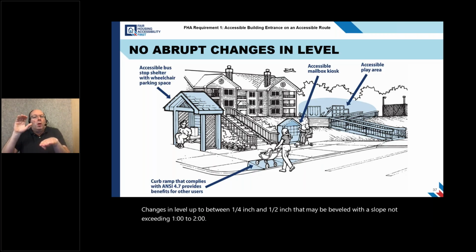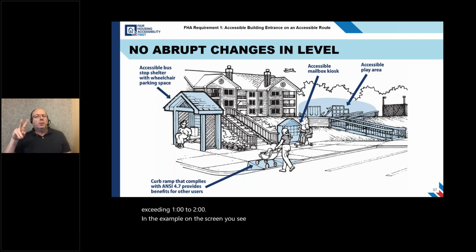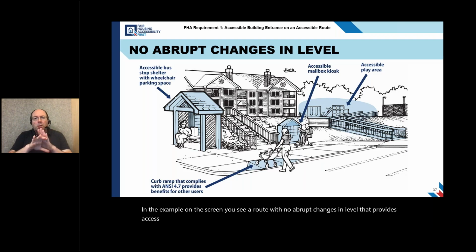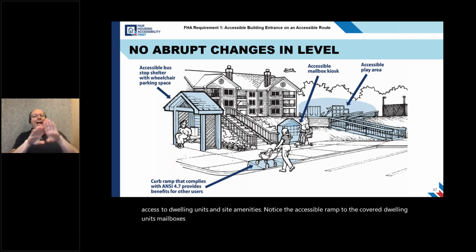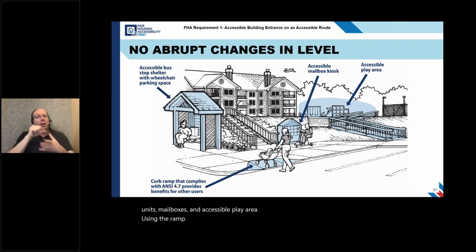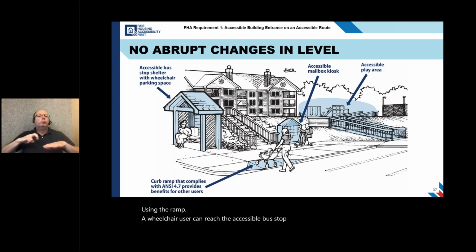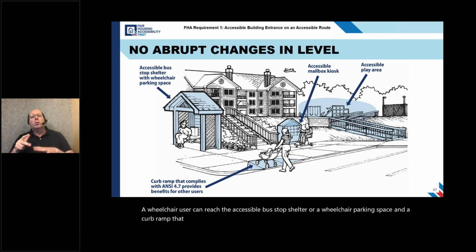In the example on the screen, you see a route with no abrupt changes in level that provides access to dwelling units and site amenities. Notice the accessible ramp to the covered dwelling units, mailboxes, and accessible play area. Using the ramp, a wheelchair user can reach the accessible bus stop shelter or a wheelchair parking space and a curb ramp that allows wheelchair users to cross the street.